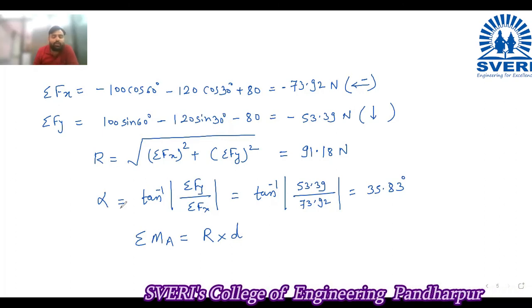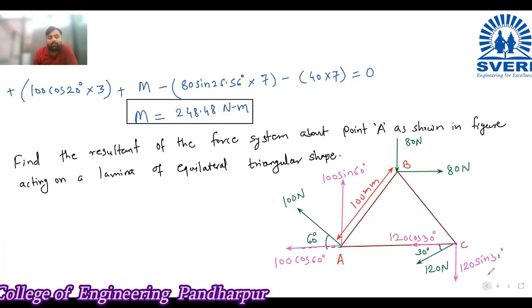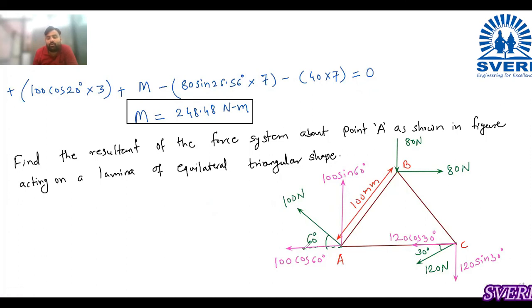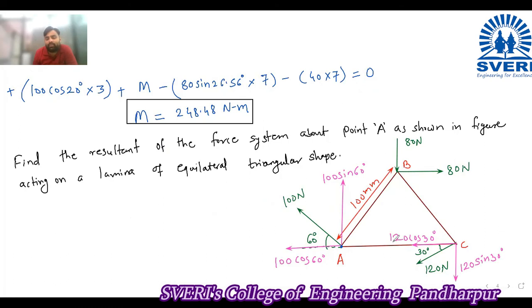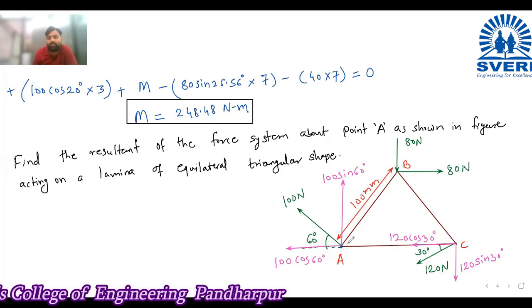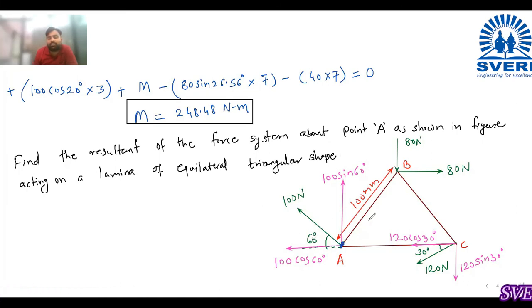Now calculate summation M about A. So the moment of all forces about A we need to calculate. We will start from this force, 80 sin 60. What is the moment? This is 0. 100 cos 60 will also be 0, it is passing through the point. Then if you extend 120 cos 30, it will pass through point A, so its moment is also 0. Now remaining is 80. If I take the moment about point A, I should know the distance first. So to calculate the distance, I will draw the perpendicular.